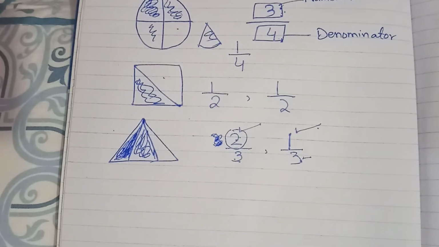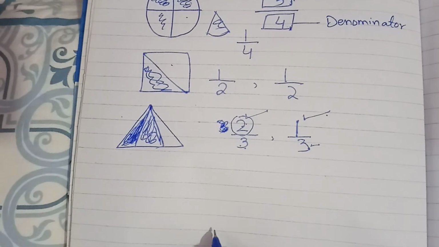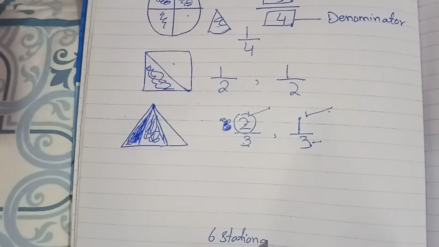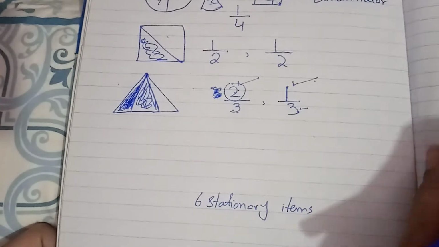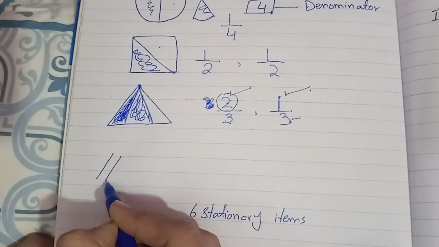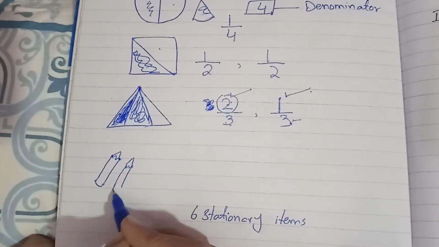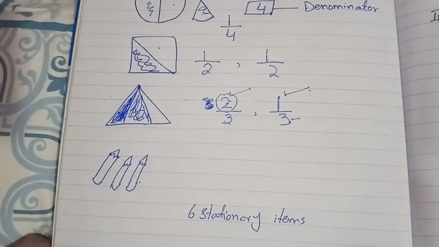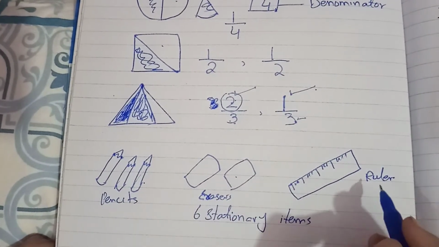Let me explain one more example. Like we have 6 stationery items. We have 6 stationery items, and out of 6 stationery items, 3 are pencils, 2 are erasers, and 1 is a ruler.